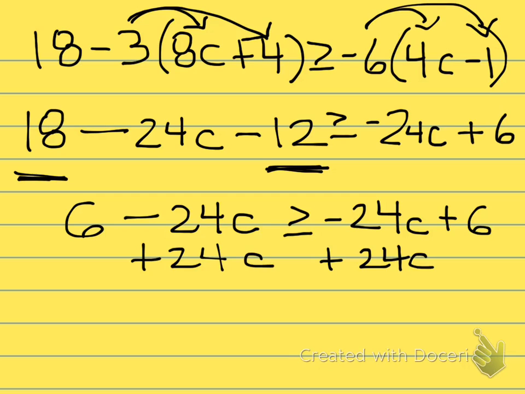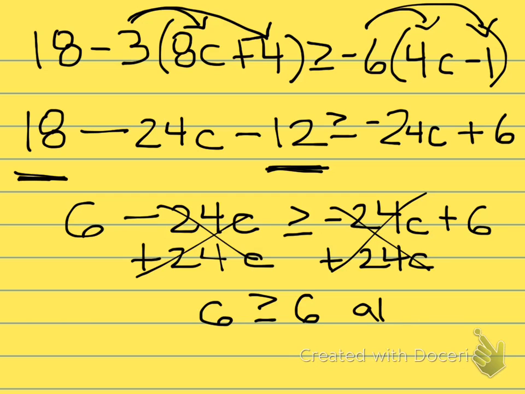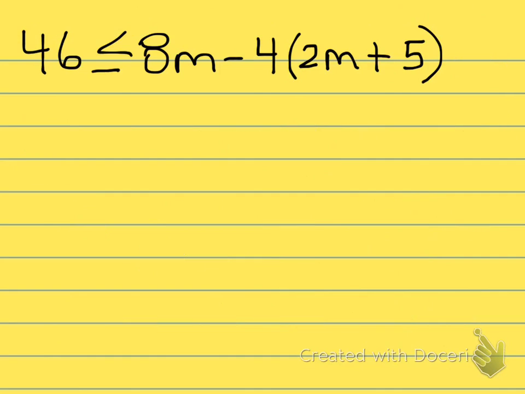Now what you should see here is the variable terms cancel each other out completely, and I'm left with the statement 6 is greater than or equal to 6. Now if I'm left with that statement, I'm going to be able to say that all real numbers would work in this situation because this is a true statement. And I wouldn't need to do a number line if that's the case.